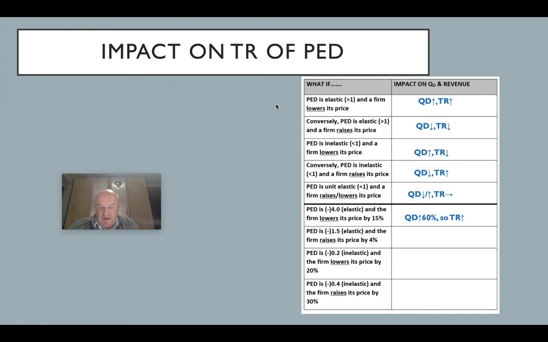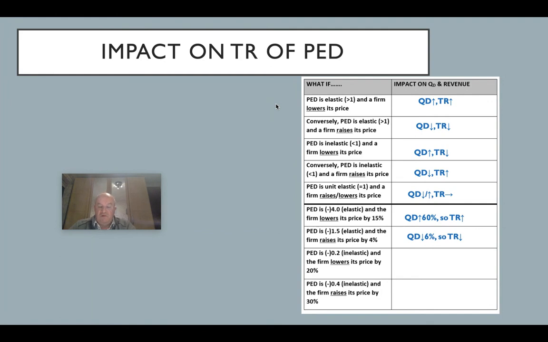Let's take a look at a slightly less elastic scenario, where the firm chooses to raise its price by 4%. In this instance, the quantity demanded is going to fall by 6%, and so total revenue would also fall, on the basis of the information that we've been given.